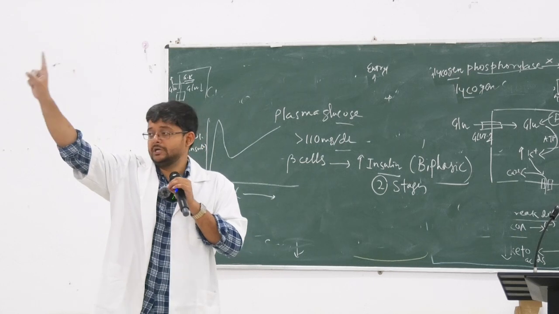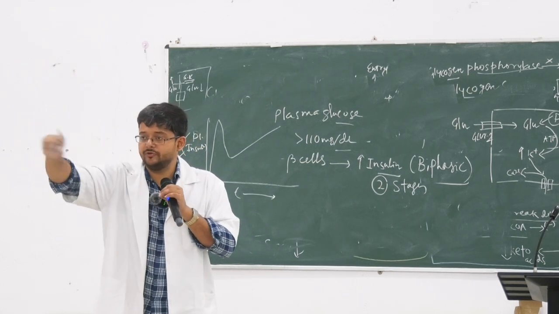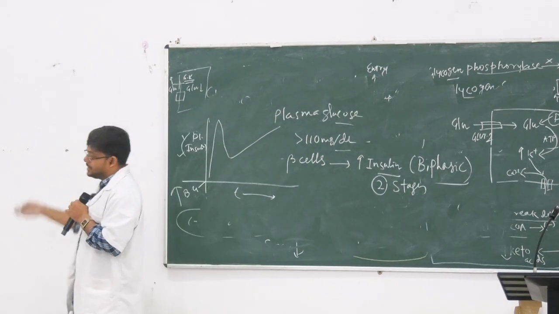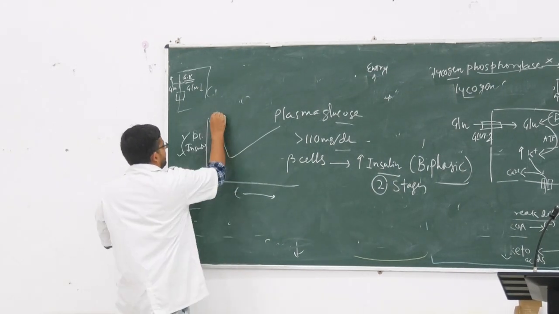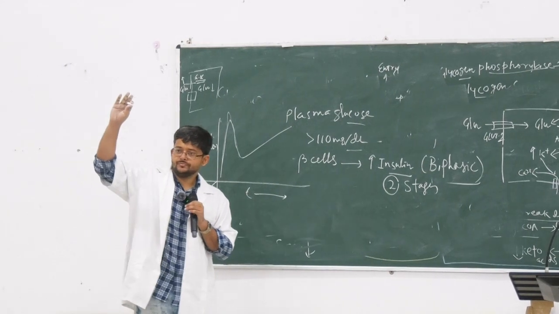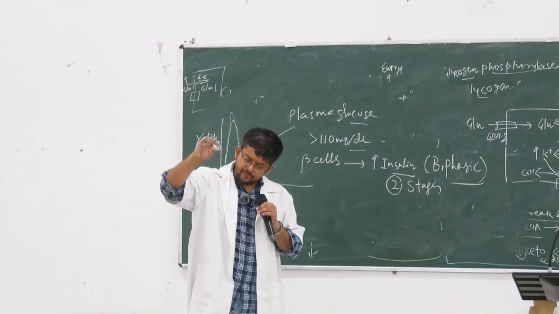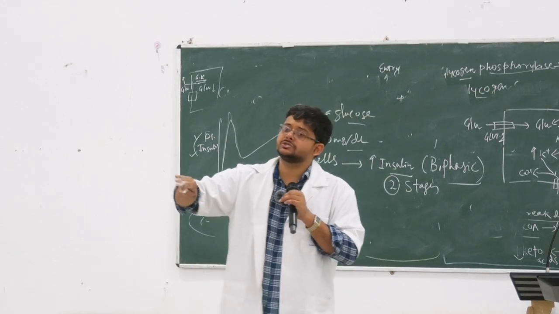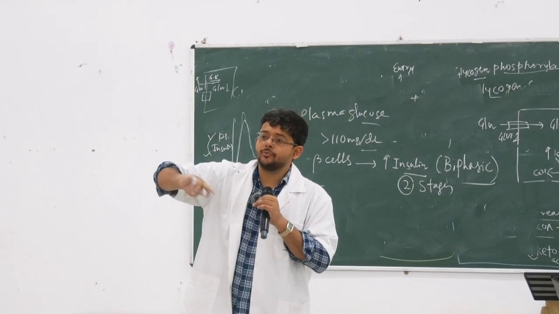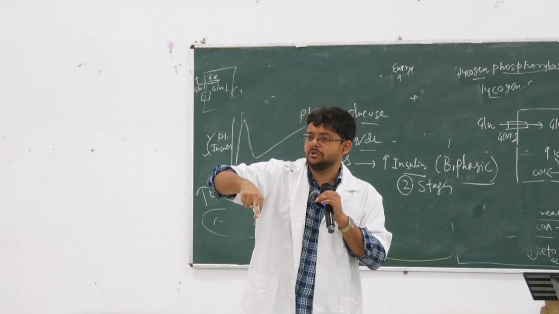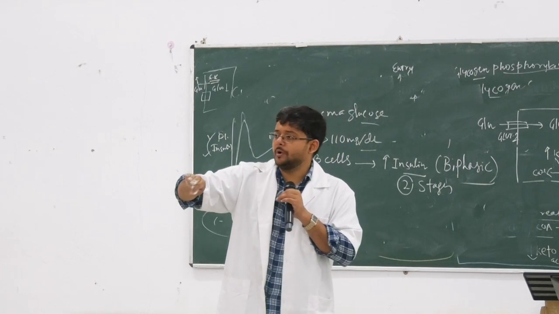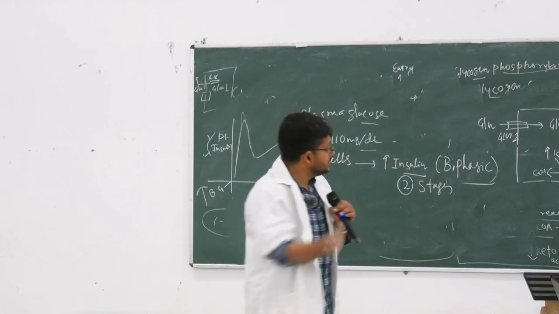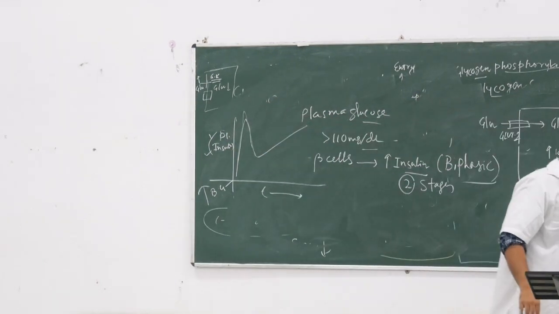From where? From beta cells. How? In a biphasic manner. Biphasic means initially insulin comes up, and as the pulse comes up, after a while that reduces, and then again it starts to grow. So there is a sharp increase in insulin secretion followed by a gradual increase in insulin secretion. But now what is the reason? Reason is on this side of the board.